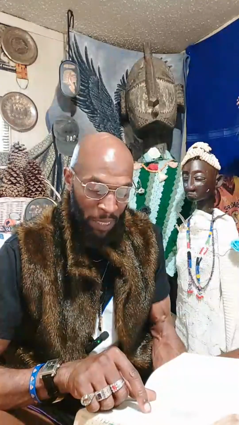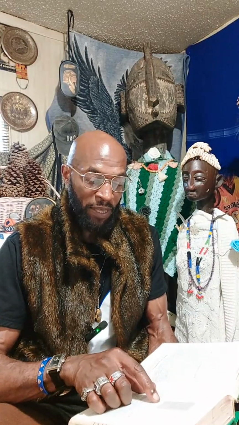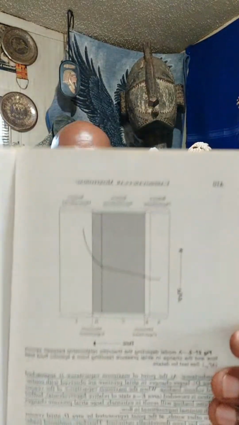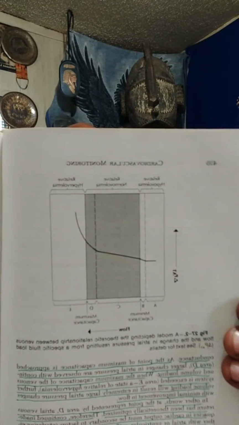Now look, the minimum capacitance is going to be all the way over here, and the maximum capacitance. At the top, you have the relative hypovolemia, relative normovolemia, and relative hypervolemia. Okay, so the hypovolemia, the normal, and the hyper. And as you see, maximum capacitance in D and E is where it's at for relative hypovolemia. It just shoots up.